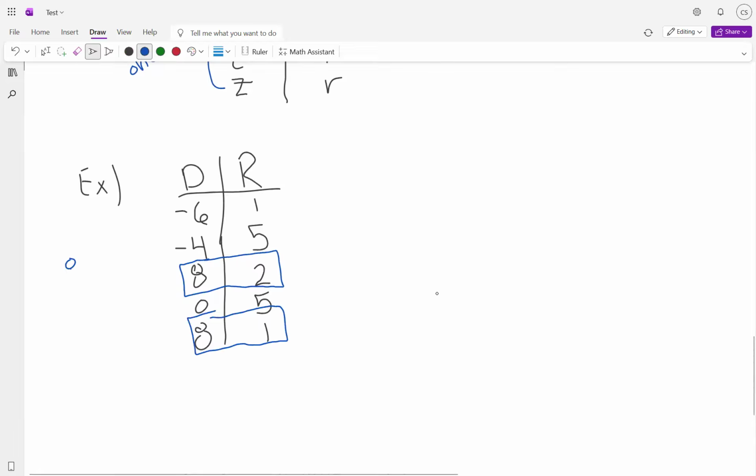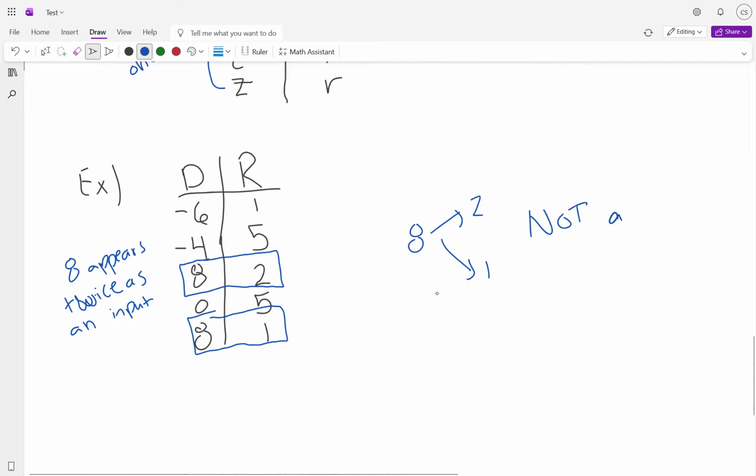So the 8 appears twice as an input. So we see 8 is getting sent to 2 and 1. So 2 different outputs. This is bad. This is not a function. Okay. That is the main idea for all of these.